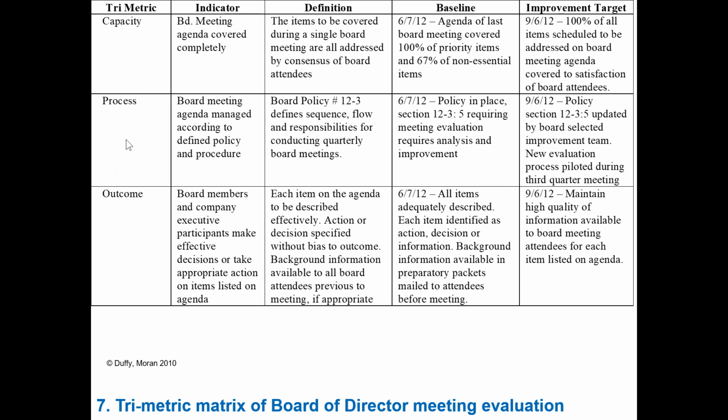Then we have process measures: the board meeting agenda is managed according to defined policy and procedure. And then the outcome: board members and company executive participants make effective decisions. So these three different types of measures are going to keep you on track with the SOPs and with the expectations of your customers. This form always helped us really define our terms and understand where we're going.